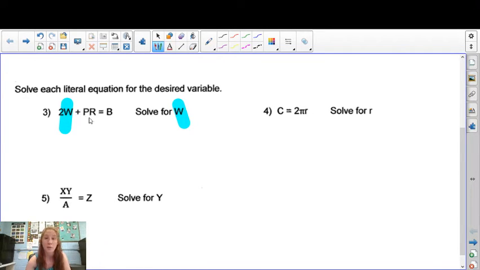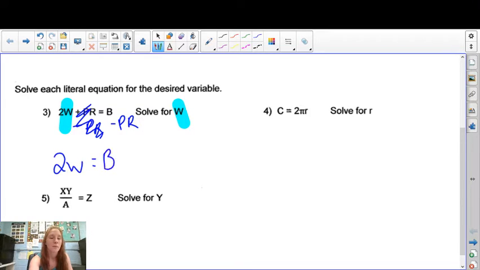So what I'm going to do is subtract it, since they're being added, and he's not helping me out there by being added. So minus PR to both sides. That causes these to cancel on the left side. So I'm left with 2W is equal to capital B minus PR.